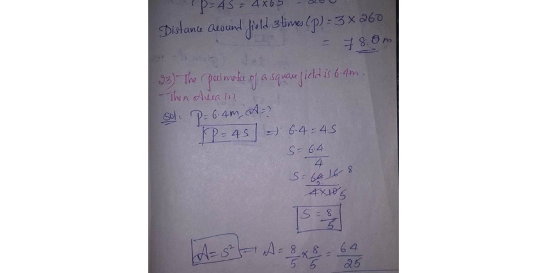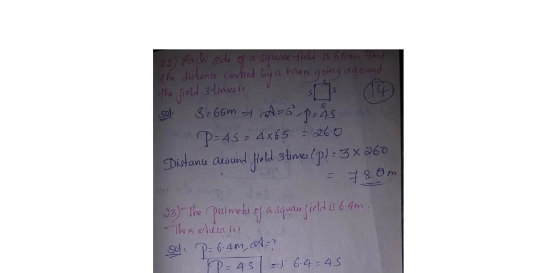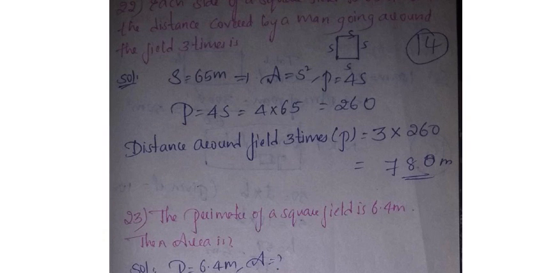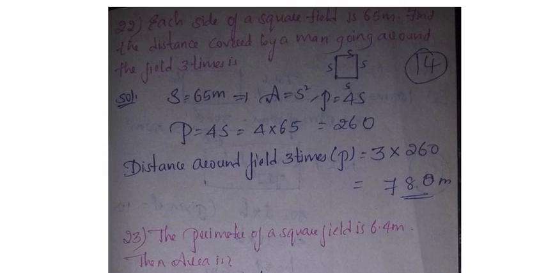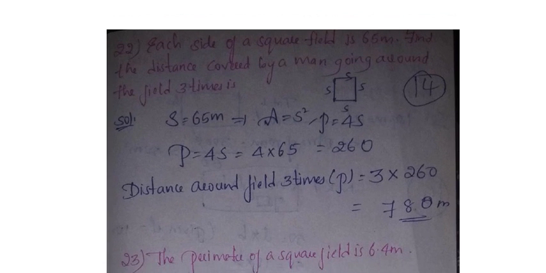I am zooming it. Now is it okay? See friends, I am reading the question. Each side of a square field is 65 meters. Find the distance covered by a man going around the field 3 times. What is the meaning of this? They have given each side of a square field is 65 meters.